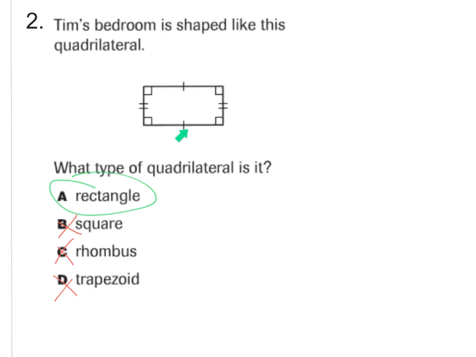And we can see here that this is a parallelogram. It has 2 sets of parallel lines. Therefore, it's not a trapezoid either. So the best choice is A, a rectangle.